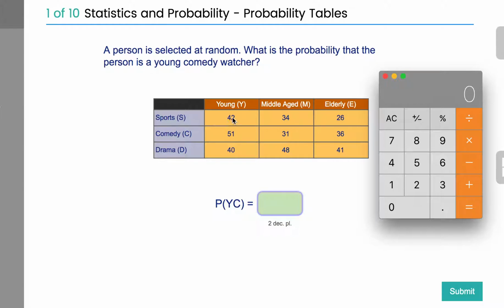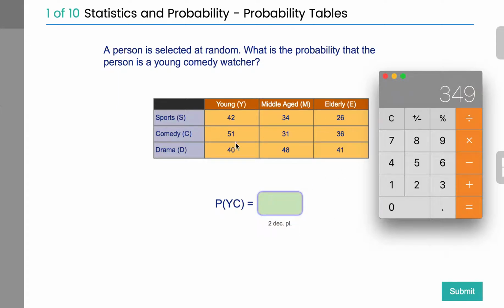How many are there all together? Well, it's all of the numbers added up. So that's where we need our calculator. So we've got 42 and 34 and 26 and 51 and 31 and 36 and 40 and 48 and 41. So there are 349 people altogether.